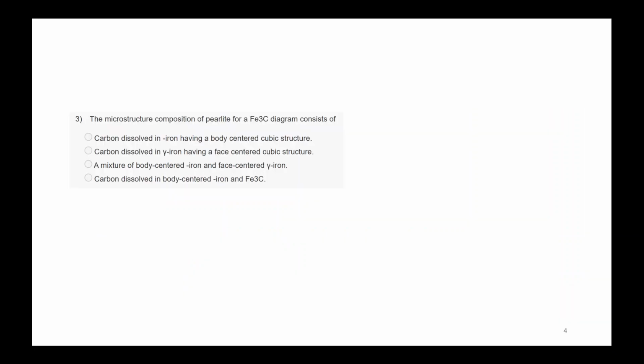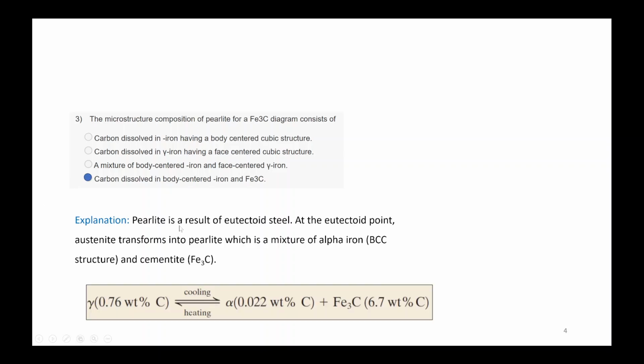So, in this question, the answer will be carbon dissolved in BCC iron and Fe3C. Perlite is a result of eutectoid steel. At the eutectoid point, austenite transforms into perlite, which is a mixture of alpha iron, which is BCC structure, and cementite, which is Fe3C. So this reaction takes place in this manner. When we cool gamma, it will convert into alpha ferrite, which will be 0.022 weight% carbon, and Fe3C, which is cementite, which will have 6.7 weight% carbon.